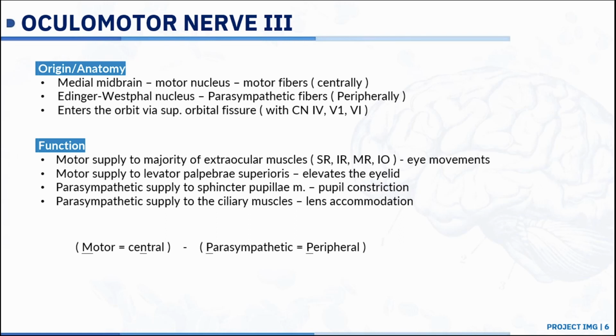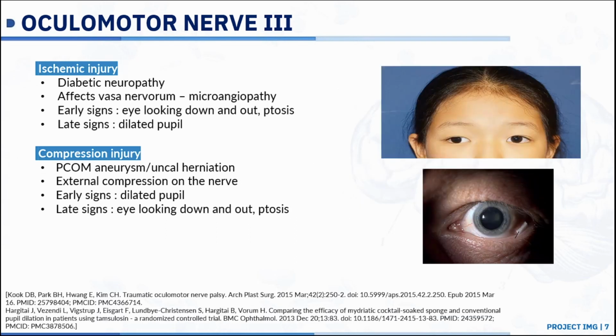Function: motor supply to the majority of extraocular muscles, SR, IR, MR, IO, for eye movements. Motor supply to levator palpebrae superioris, which elevates the eyelid. Parasympathetic supply to sphincter pupillae for pupil constriction, and to the ciliary muscles for lens accommodation. Motor quality is central; parasympathetic quality is peripheral.